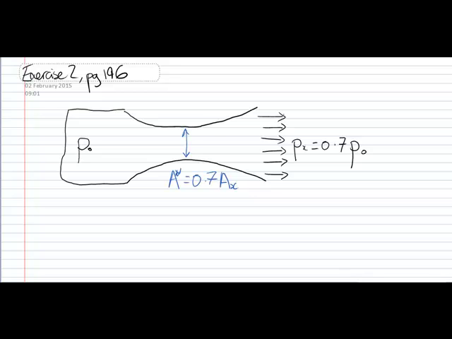Exercise 2, or question 2 of exercises 4.6 on page 196 of your lecture notes. This is EGM 90 Advanced Aerodynamics. It simply asks you to determine the flow pattern in a nozzle with a throat area of 0.7 times the exit area, and a static pressure at exit of 0.7 times p0.